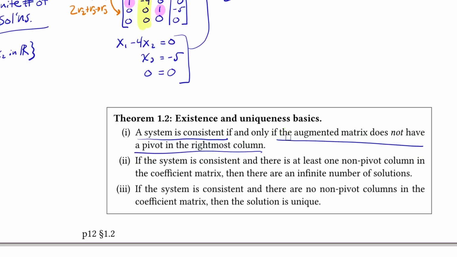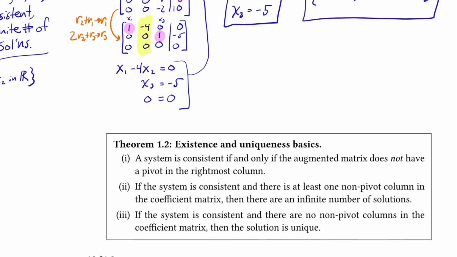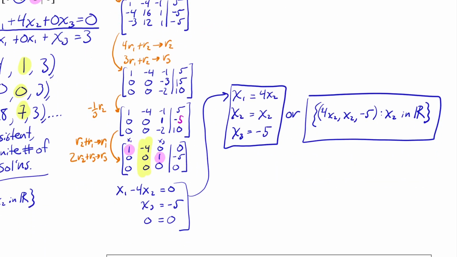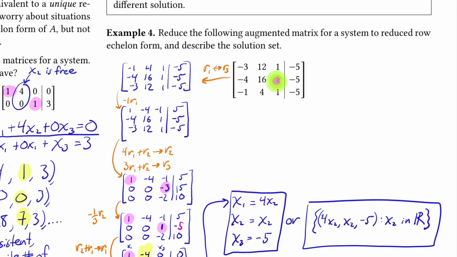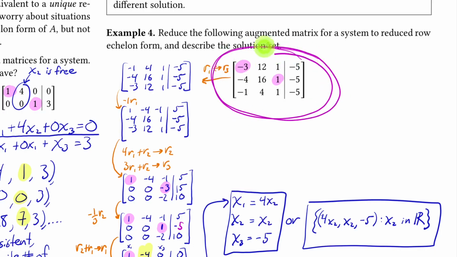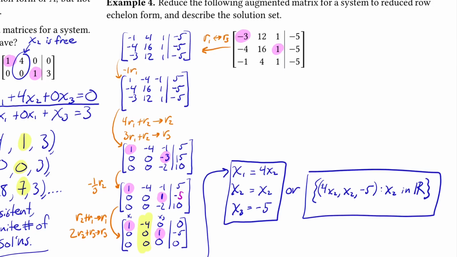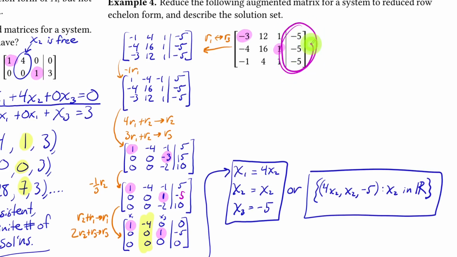So let's look at some systems that do not have pivots in the rightmost column. For example, this one in example 4 right here. The pivots are all in the x1 and x3 columns. And that's true in the original augmented matrix as well, because the definition of pivot positions is not where the leading non-zero entries are in this matrix, it's where the leading non-zero entries are in the reduced echelon matrix row equivalent to it. And so none of these are in the rightmost column.